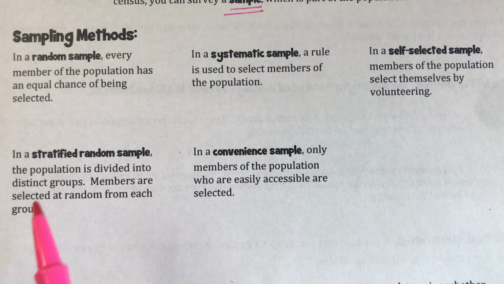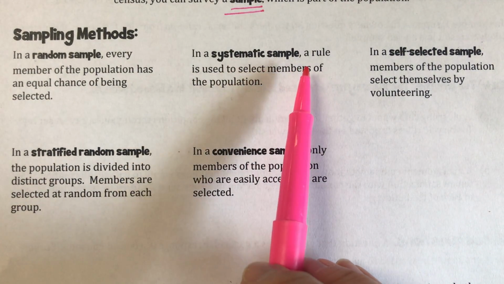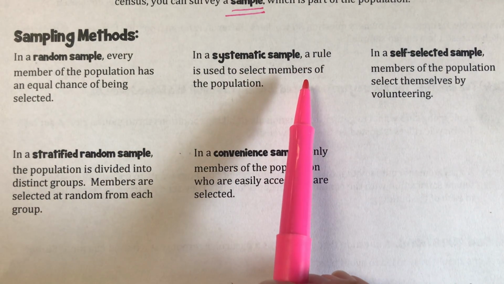First is random. And so it says in a random sample, every member of the population has an equal chance of being selected. Random sample would be like we're trying to survey the middle school and find out the favorite ice cream flavor, and I just randomly pick 5 people in the courtyard. Systematic is where there would be a rule that's used to select members.